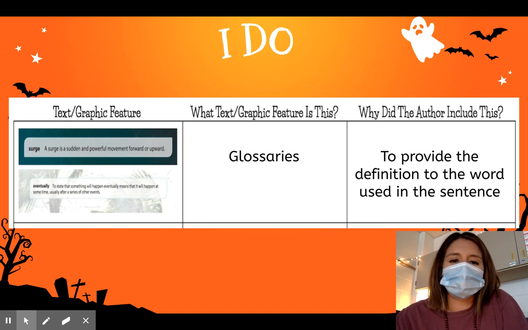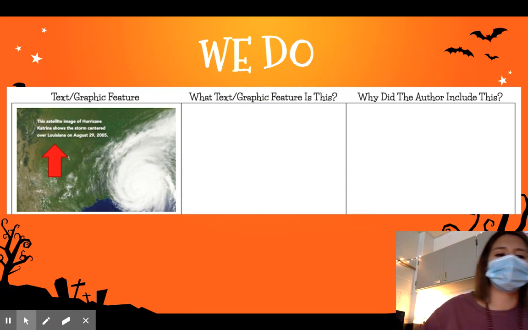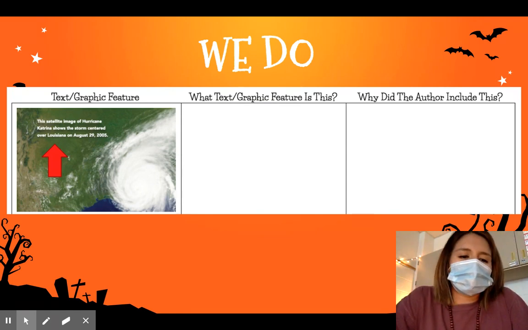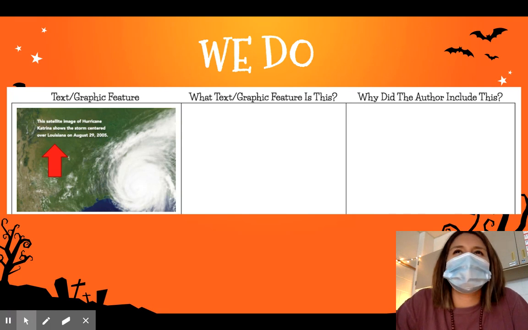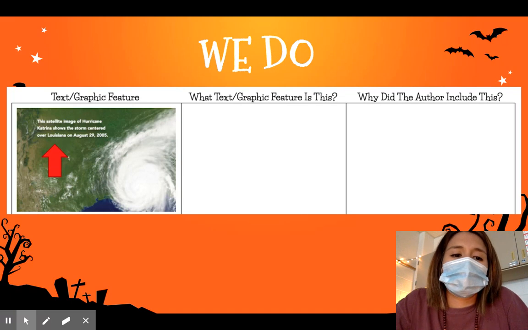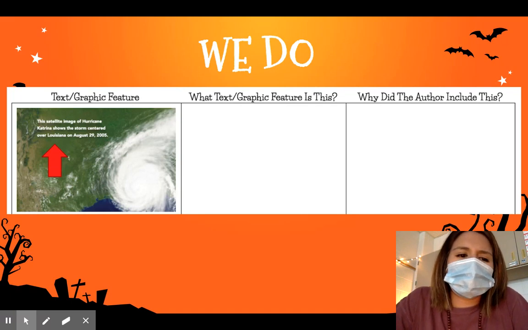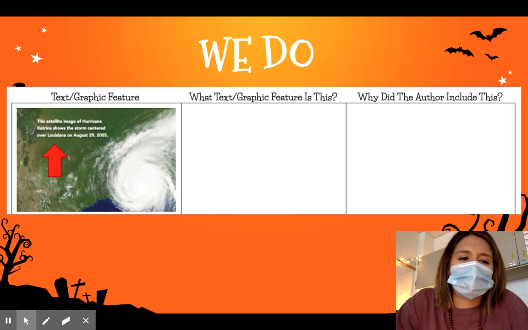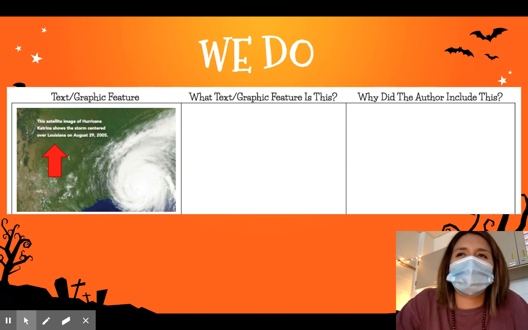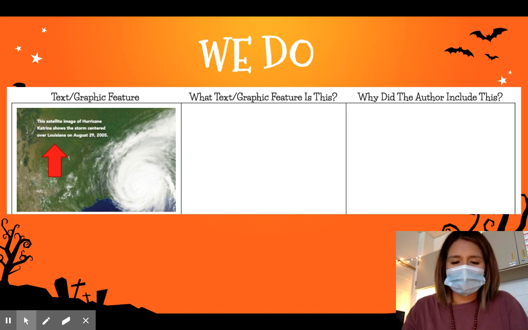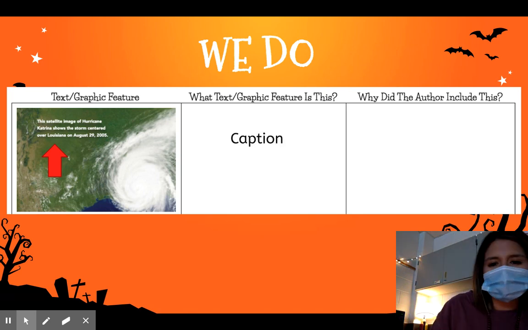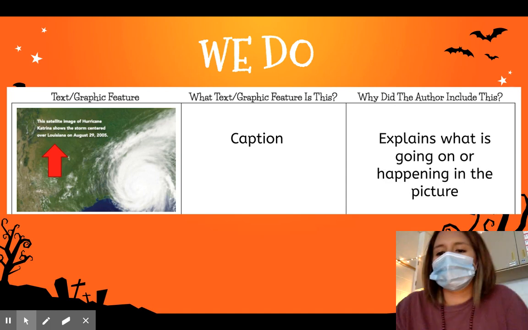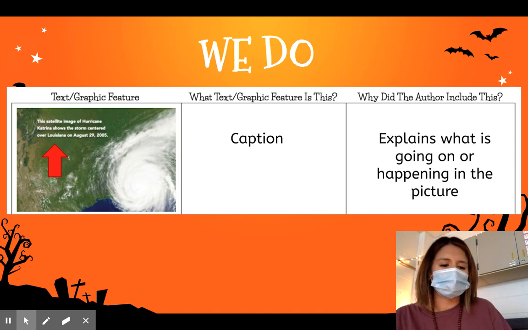Okay, now let's move on to the we do. Let's do these together. Okay, so it's a picture. But let's look at that arrow. What is that arrow? Now this isn't in your chart, or in your anchor charts, but this needs to be mentioned. Okay, it's a picture with some kind of writing on the picture. What is that? Well, that is a caption. And what a caption does is explain what is going on or happening in the picture.